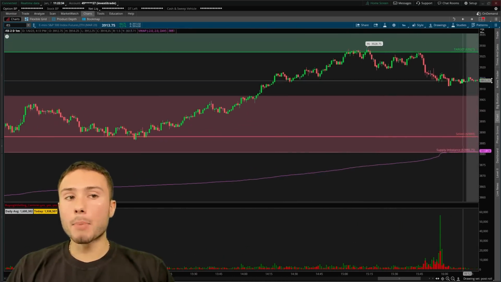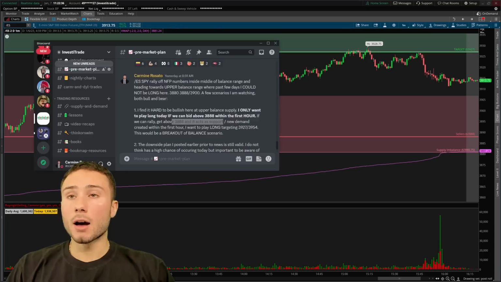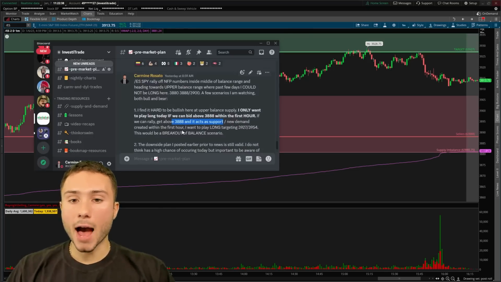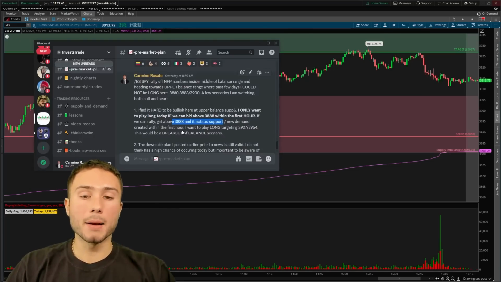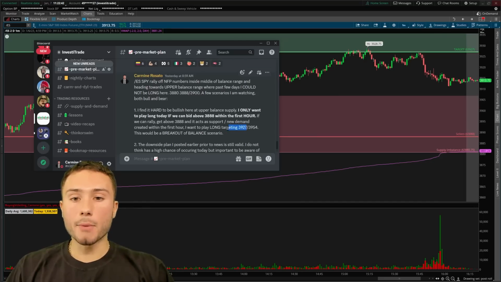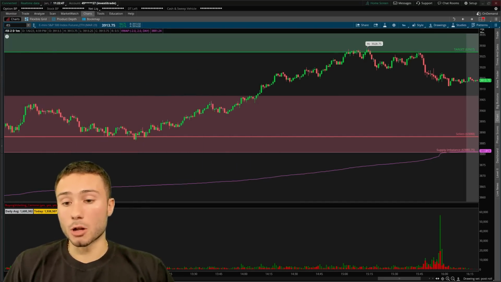And then we got that rally perfectly into 3927. Again, these levels are not made up after the fact. These are levels that we were watching in the plan before the market opens up. We hit our 3927 target very well. And I mean, these levels, it was just a perfect trade.